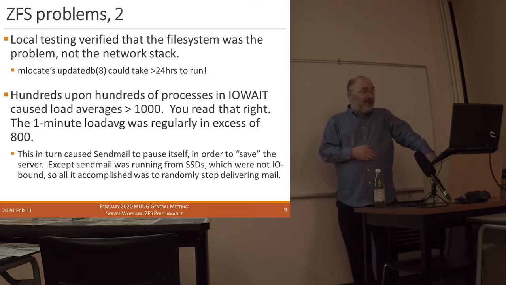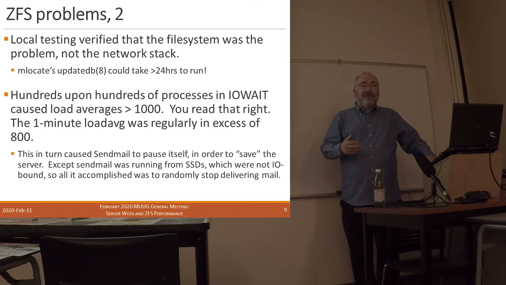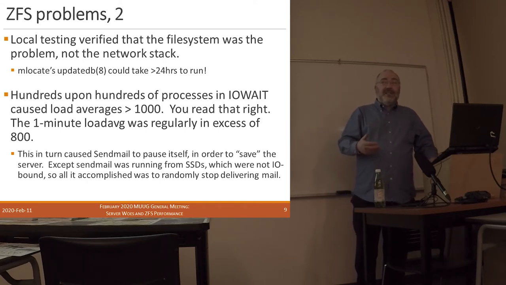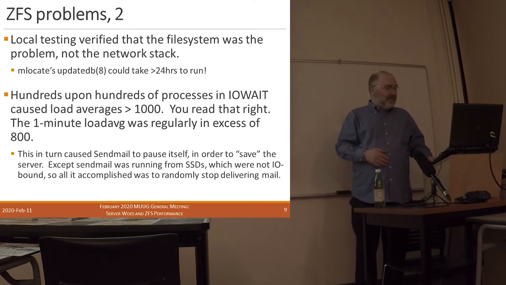The 1 minute was regularly in excess of 800. Like, 1,000 was maybe something we hit every day or two. We hit 800s once an hour or so, which is crazy. This is a server that is actually still functioning. How is it still functioning with a load average of 800 or 1,000? Well, the answer is that all the I/O wait was on those 12 ZFS spindles. None of it was on the SSDs, or next to none of it was on the SSDs.